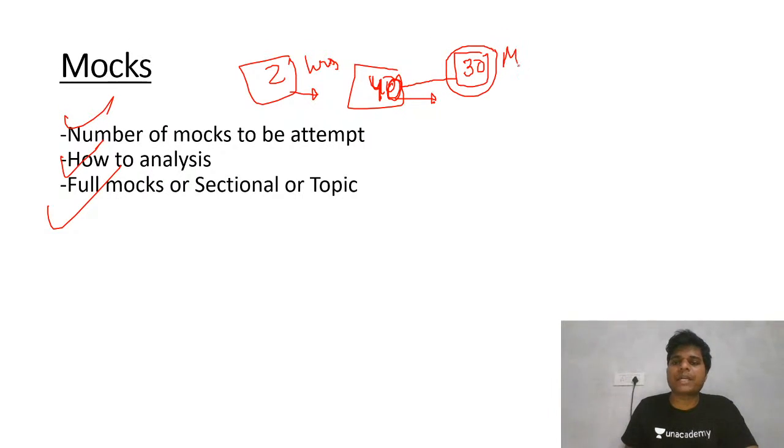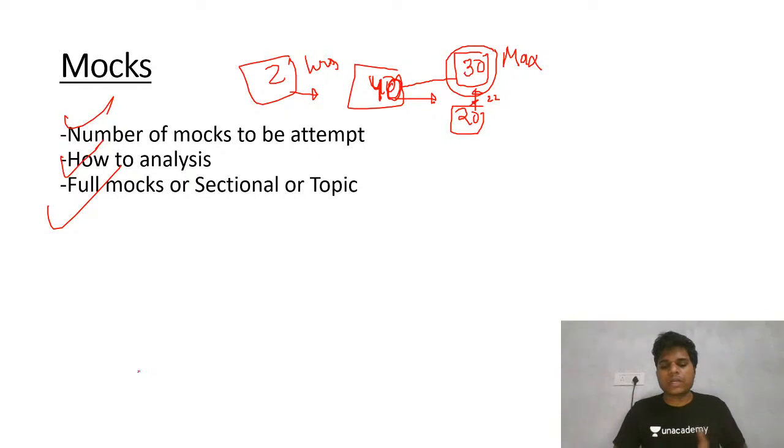This I am giving you as the maximum limit. But minimum you should give 20 mocks. Between 20 and 30, you should give around 22, 23 mocks. So it means every second day you are giving 1 mock. Fine, this thing is clear: the number of mocks you have to attempt in these 40 odd days. You should not overdo things. It is not that from every day now you are going to give 1 mock.